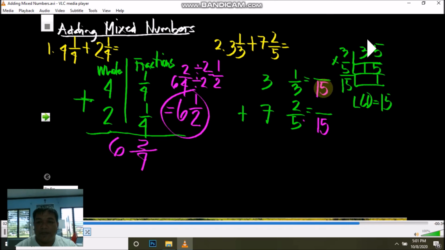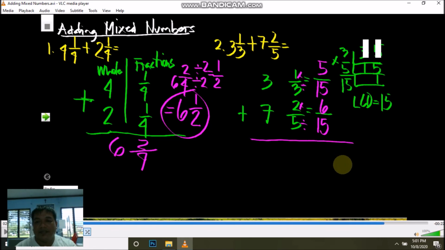So 15 divided by 3 is equal to 5. 5 times 1 is 5. Then 15 divided by 5 is 3. 3 times 2 is equal to 6. Okay. So now, since you have similar fractions, you can now add.